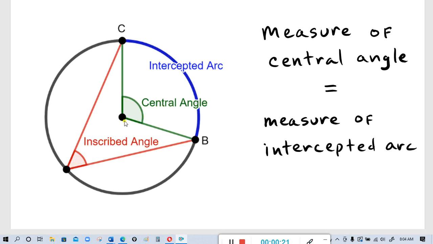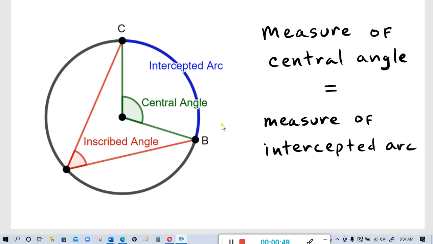Central angle. The vertex of the central angle is the center of the circle. And remember that an arc is just like a piece or portion of the circumference. So, the measure of the central angle equals the measure of the intercepted arc. Remember, when we say measure, we're talking about the angular measurement.